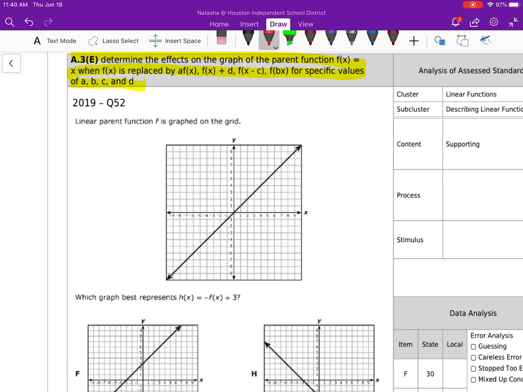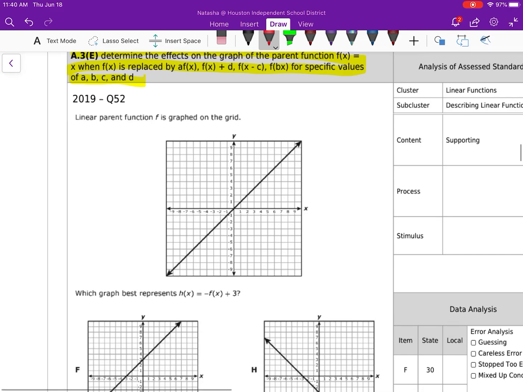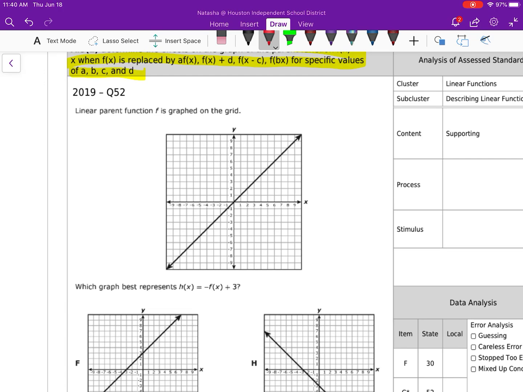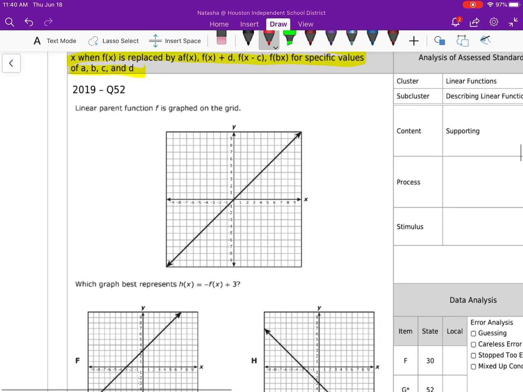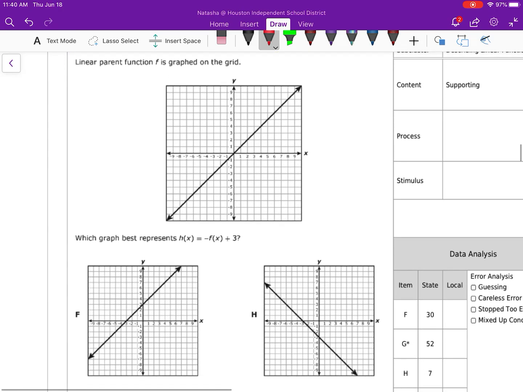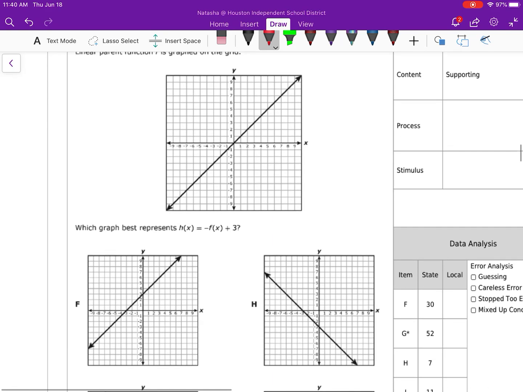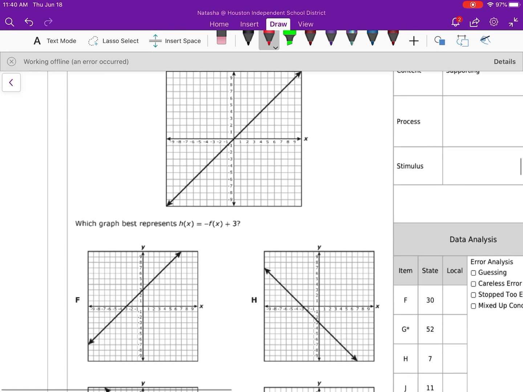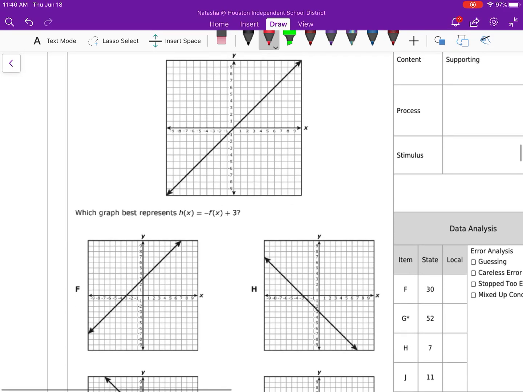Okay, so on these questions, we're going to start on TEK 3E. Determine the effects on the graph of a parent function, x, when f of x is replaced with our transformation. Okay, so we're given our parent function here. And then it says we want to look at the graph best represented by the transform function, negative f of x plus 3. Okay, so our parent function is x.